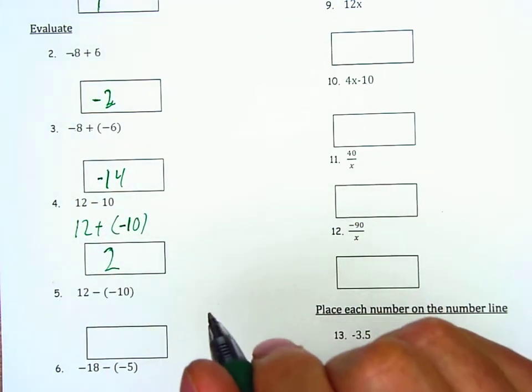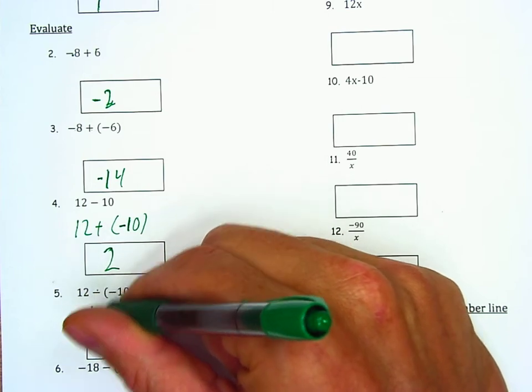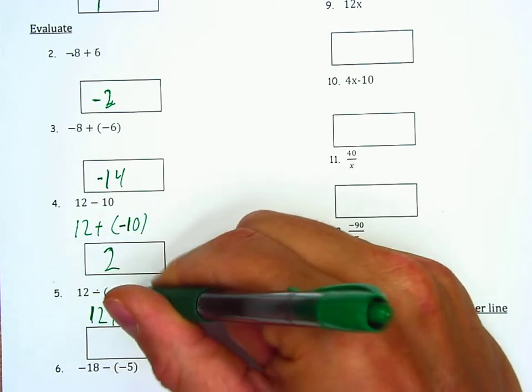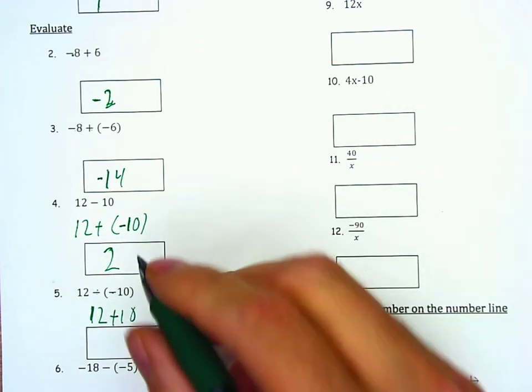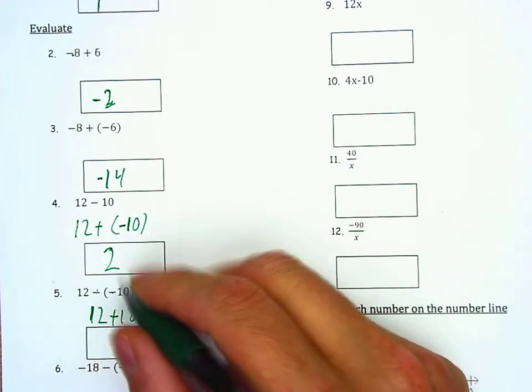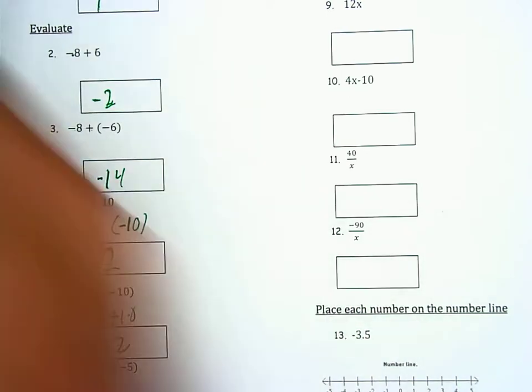Next question, 12 minus -10. This minus negative becomes a plus, so this becomes 12 plus 10. The minus minus, when it's in parentheses, becomes plus. It distributes, in other words. And 12 plus 10 is 22. Those have the same signs, so they add together.